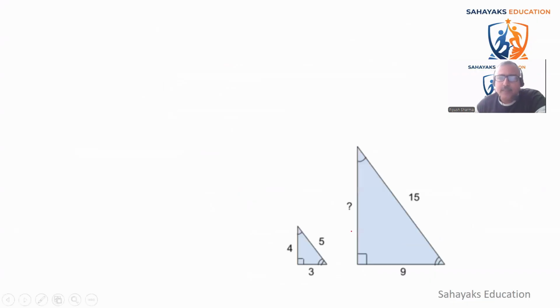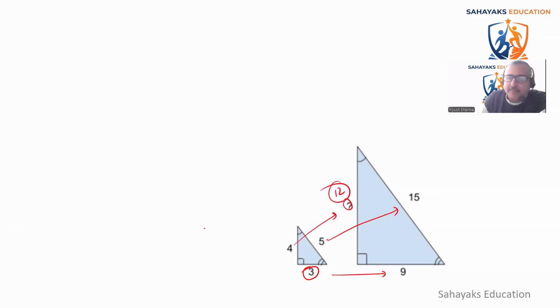Okay, so coming to the next question. This is a simple question now. These two triangles are similar. Now, if these two triangles are similar, we have to tell what is the value of the question mark here. So we can say this is 3, and 3 times 3 is 9. This is 5, and 3 times 5 is 15. So 4 3s are 12. So this value should be 12. And how do we find that? Because we know that the sides are proportional in similar triangles.